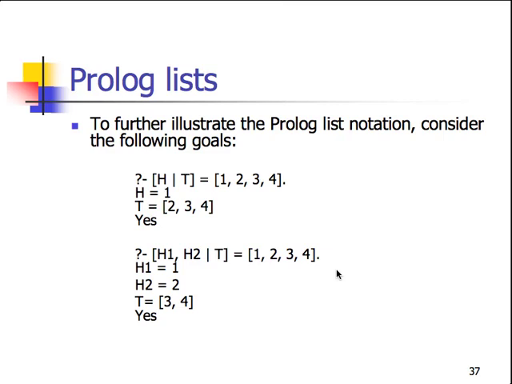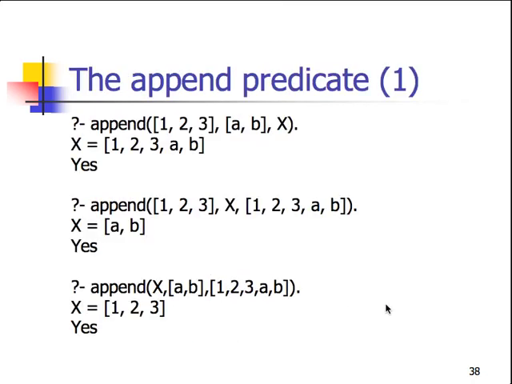A Prolog list, to further illustrate Prolog's list notation, consider the following goal. We have a list that equals [1, 2, 3, 4]. The head is 1, the tail is [2, 3, 4]. If we put this in, Prolog is going to come back and say yes, you gave me a list. Then here we can say H1 is equal to 1, H2 is equal to 2. We can change it, and say the tail is [3, 4], and come back and say yes. So we're just building the list in two separate pieces. Here's where Prolog comes in handy, and this is the same stuff, slightly different syntax, but the same stuff that Lisp does.